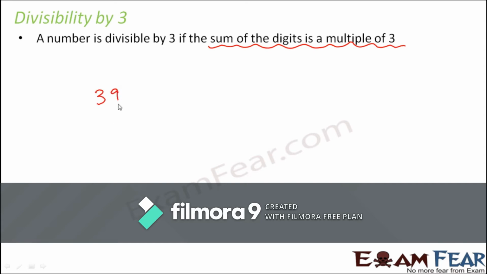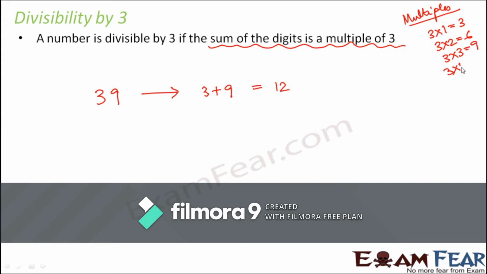Let's look at examples. First, we'll start with smaller numbers. Let's talk about 39. In case of 39, as per this rule, we do not need to divide 39 by 3. All we need to do is just add the digits. And the digits here are 3 and 9. So 3 plus 9, we get 12. Now, is 12 a multiple of 3? Yes, of course. Let's quickly write down the multiples of 3. Multiples of 3 are something like this. 3 ones are 3, 3 twos are 6, 3 threes are 9, 3 fours are 12, and so on.